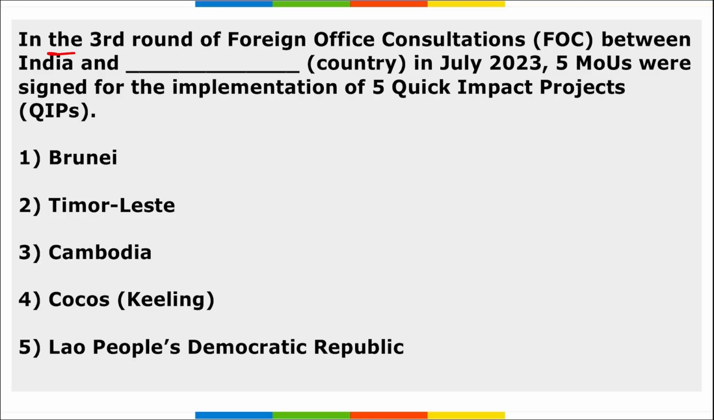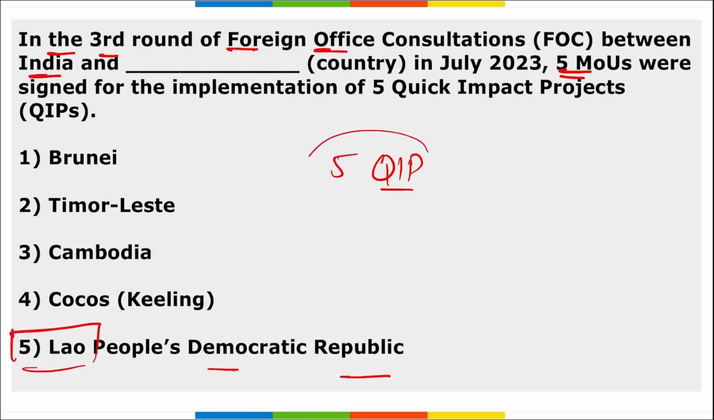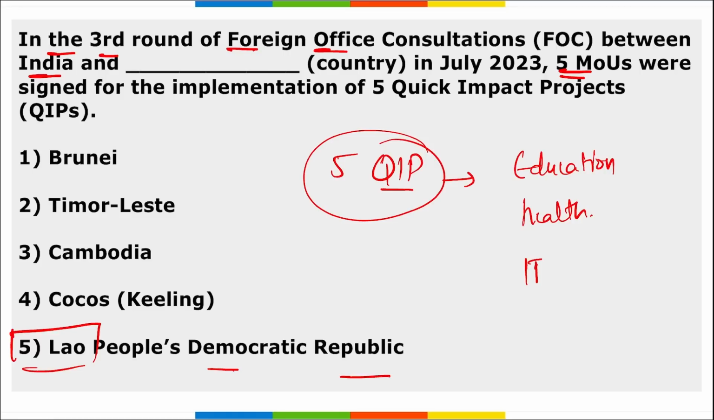Next, in the third round of Foreign Office Consultations between India and the Lao People's Democratic Republic, 5 MOUs were signed for the implementation of 5 quick impact projects. And these quick impact projects include education, health, IT infrastructure, then water, sanitation and providing clean drinking water facilities, correct? So these 5 quick impact projects were signed between India and the Lao People's Democratic Republic.